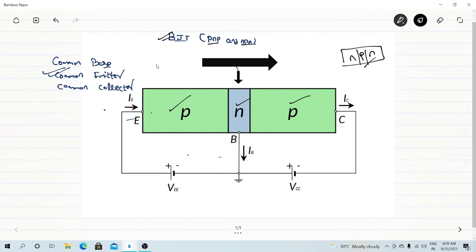So three main configurations that we are going to see are common base, common emitter, common collector. But in our problems or in day-to-day life, the most important is the common emitter transistor, because it can be used in the audio frequency range. But we will discuss common base and common emitter, but not common collector, because it does not have a very wide application. Okay, so here is the block diagram.